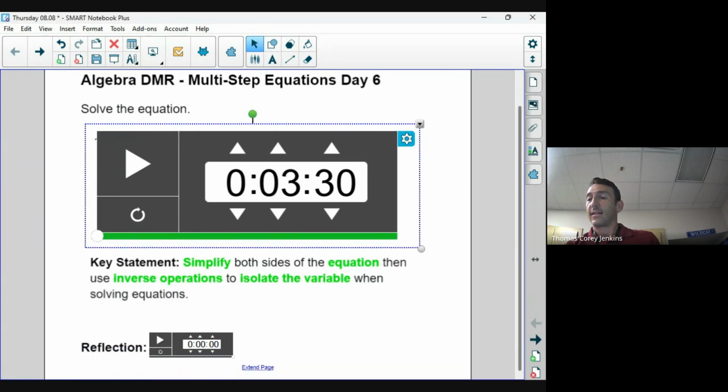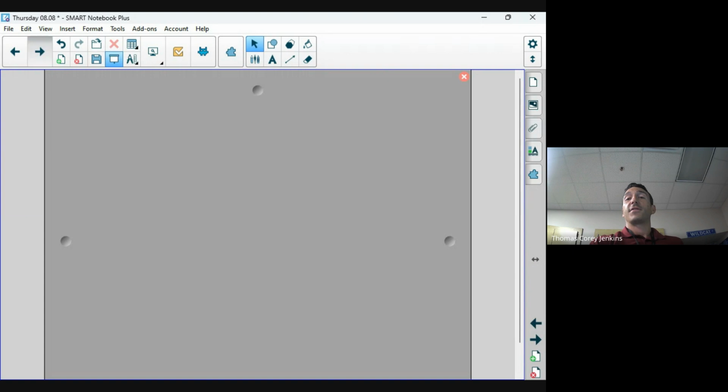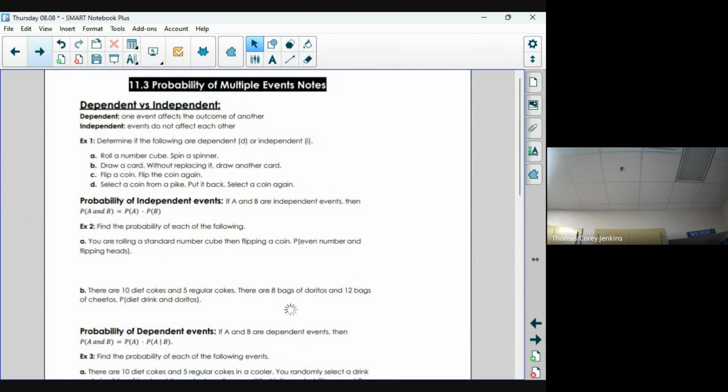All right, guys, go ahead and if you have a calculator, you can get that out. We are going to have our third of 4 lessons in our probability little quick unit, which is probability of multiple events. Sometimes you might see this, if you're trying to Google it, called compound events. So the probability of this and then that.